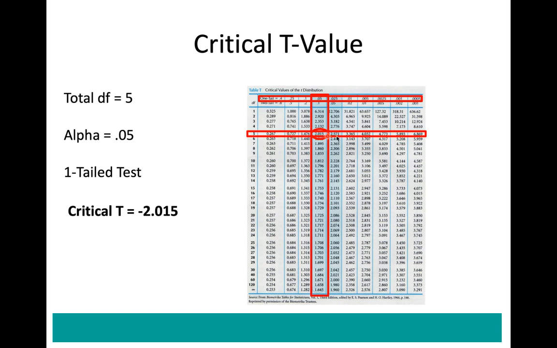So we know we're on this row because we have 5 degrees of freedom. We have a one-tailed test with an alpha of 0.05, so we know we're in this column. And so our critical t-value is 2.015. We need to put a negative sign in front of it because we made a negative one-tailed hypothesis. So our critical t is negative 2.015.